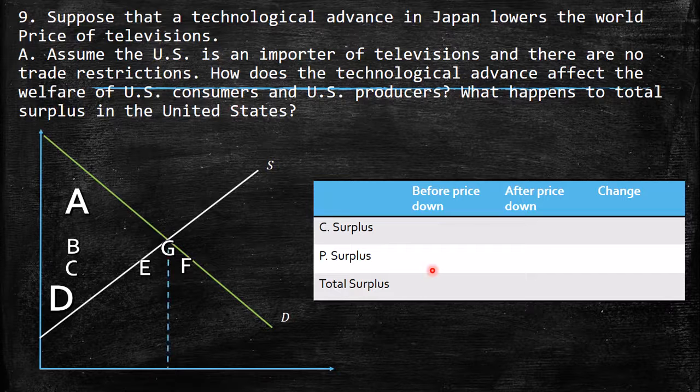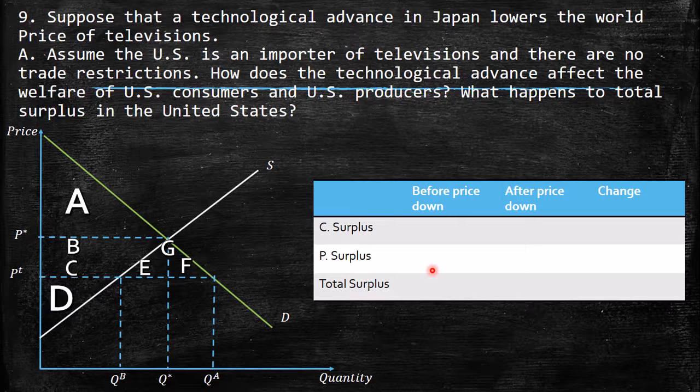Again, we have supply and demand, and as usual, we have price on the y-axis and quantity on the x-axis. So we have here the P star and Q star. Remember, those represent the prices and quantities in autarky when there is no trade. So this is the normal price, the PT. The PT, sorry, this is the change. So the PT prime actually is the first price.